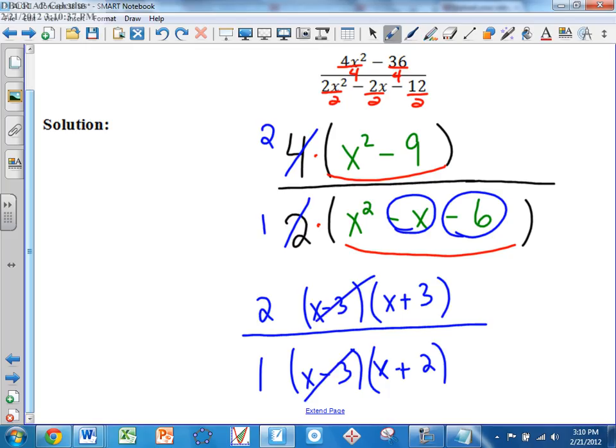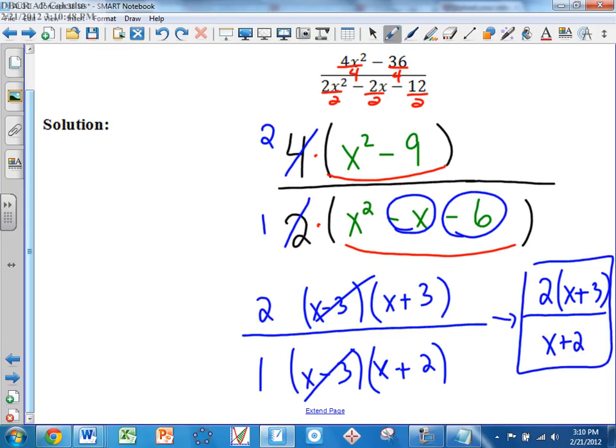Your final answer. Now, take a look at this. Your final answer is in factored form, and that's fine. There's no problem with that whatsoever. Okay, you can leave it like that. You could also write it as 2x plus 6 over x plus 2. There's no difference at this point. Okay, traditionally, though, you leave it in factored form.